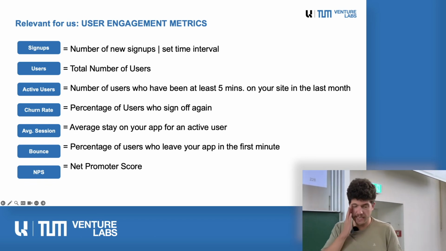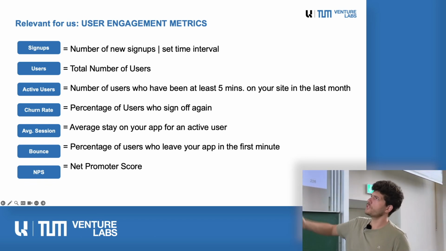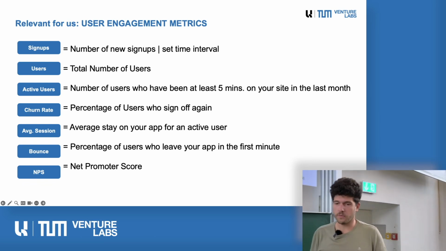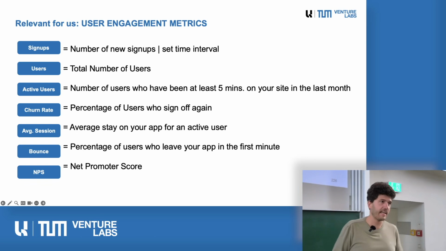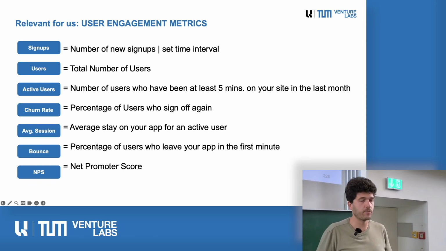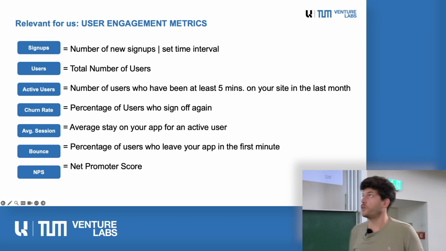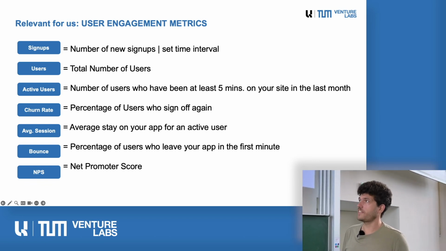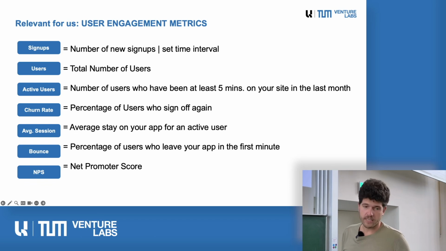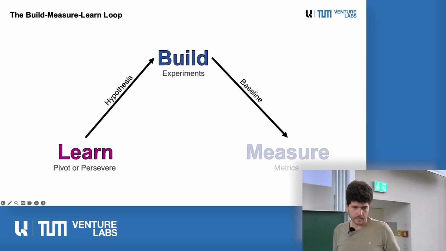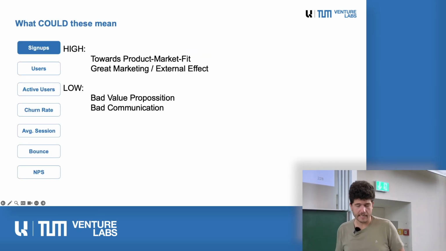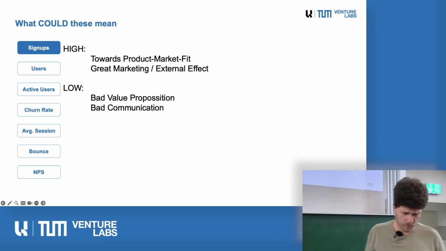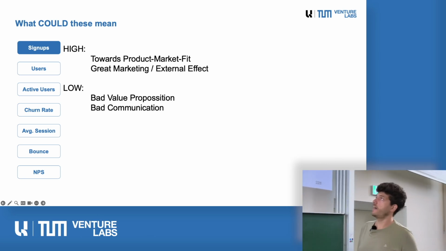So use either of them to measure what you want to measure, to embed that in your prototypes at some point when you do them in higher fidelity, to look at signups, users, active users, churn, average session lengths, bounce, and NPS. Why did I put that here? Exactly, because we learn now. What does that mean? Again, if you want to look at it in detail, you can look that up online or on the slides, but what does it mean?